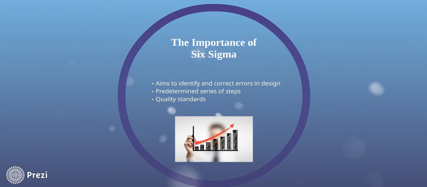The importance of the Six Sigma principle is as follows. Implementing this principle aims to identify and correct errors in design and reduces the amount of variability in business processes. Following a predetermined series of steps that have a measurable financial goal, such as an increase in revenue or decrease in costs, can help increase company efficiency and lead to exponential growth. Also, the quality standards can help a business correct and anticipate quality issues in its processes, products and services.